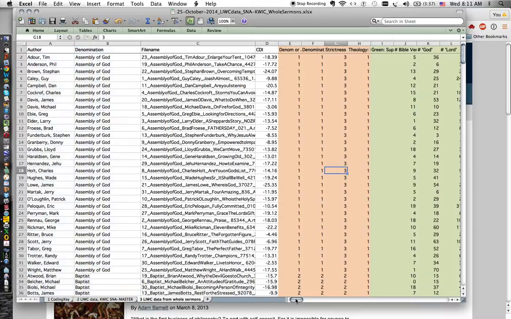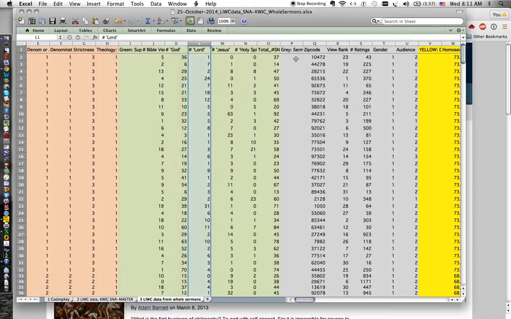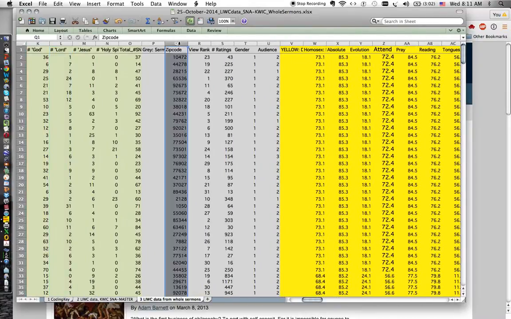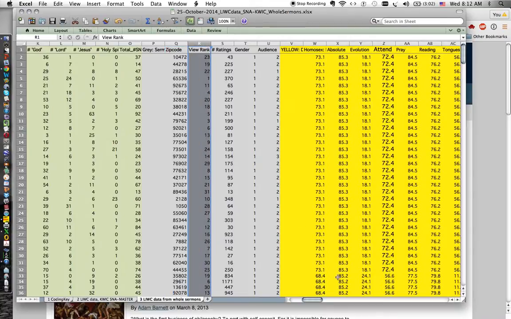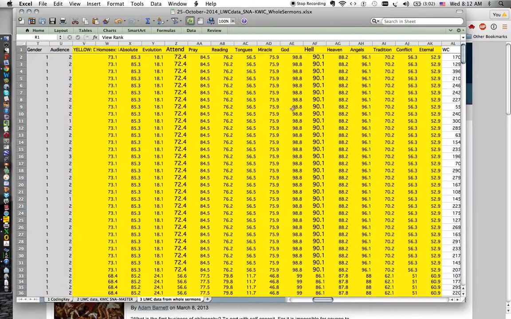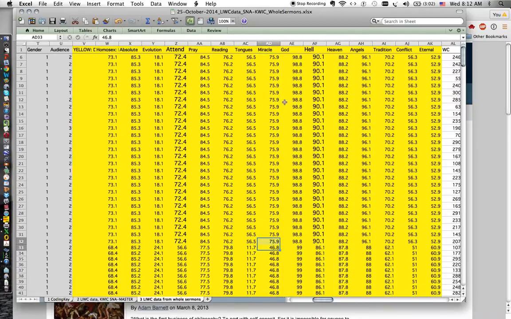We've also got metadata about the number of occurrences of certain supernatural agency terms: Jesus, Holy Spirit, God, Lord, etc. We have identified the zip code for geotagging the locations of these sermons, their view, rank, and ratings on the sermon website. And here in yellow are lots of Pew Research Center data about denominational beliefs. So what proportion of your denomination believes in miracles? As you can see, there are pretty sharp differences across the denominations. So this allows for lots and lots of analyses.